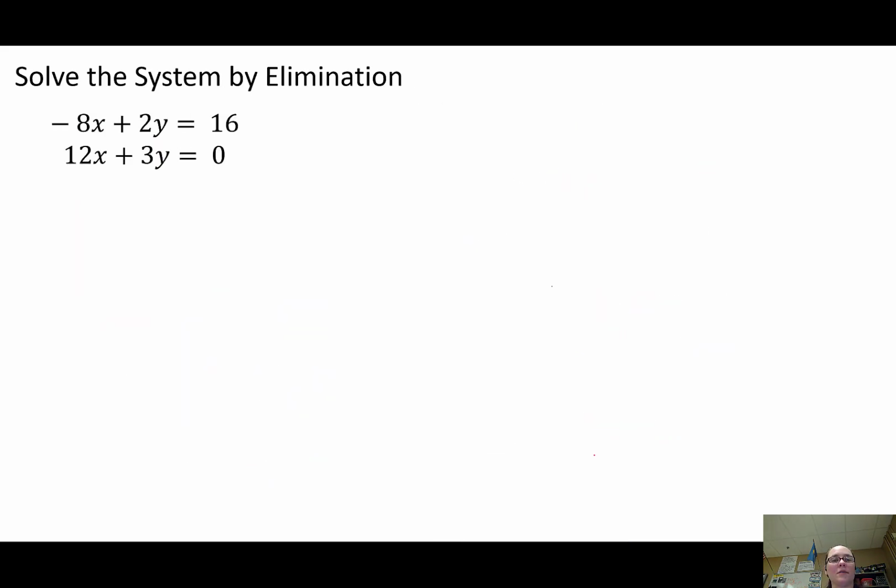Okay, let's do one more together. So I've got negative 8x plus 2y equals 16, and 12x plus 3y equals 0. Okay, so I'm going to choose to eliminate the x's on this one. I know it's going to give us some big numbers to work with, but that's okay. So that means the top one is going to be multiplied by 12. And our bottom equation is going to be multiplied by 8. Again, I don't really need to worry about the positives and negatives.